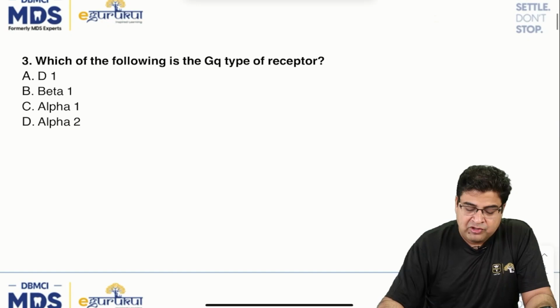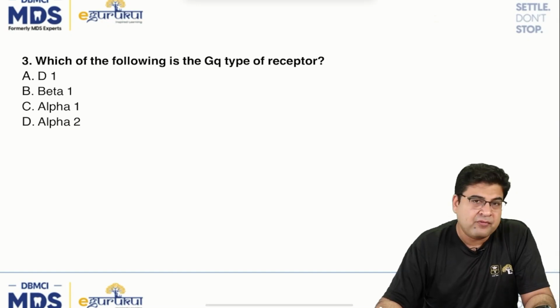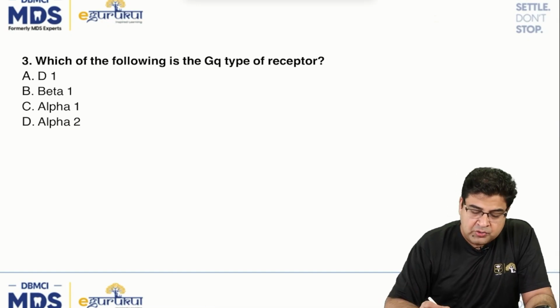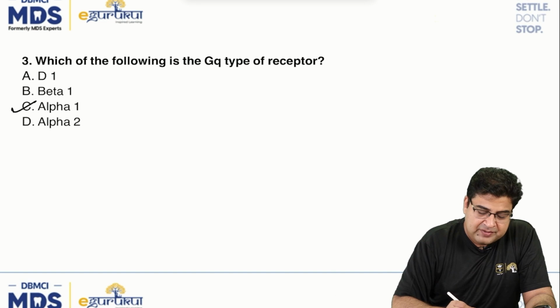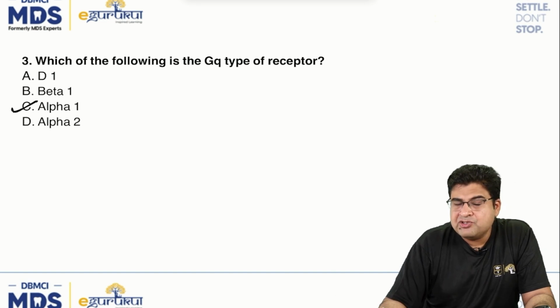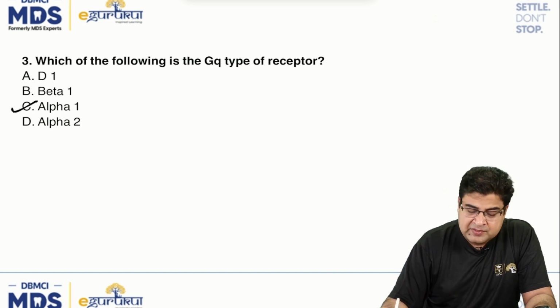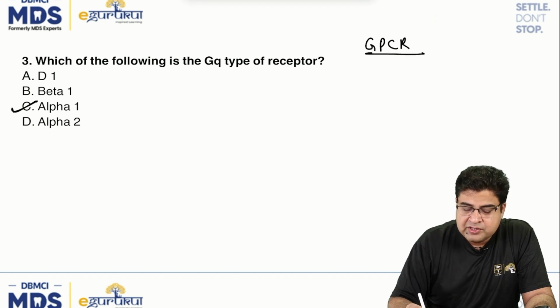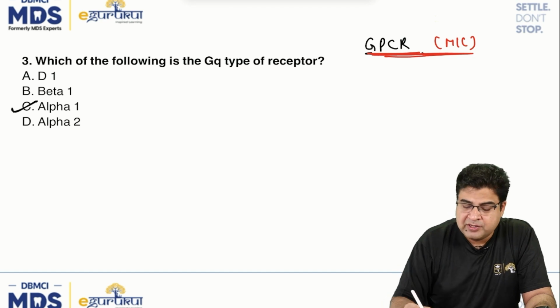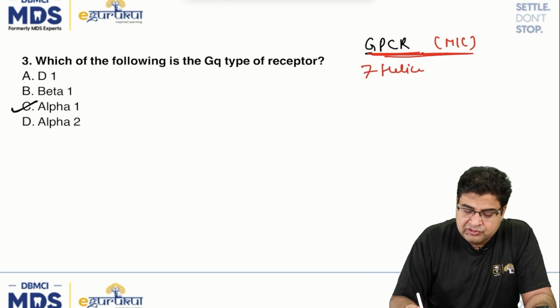Question number 3: which of the following is a Gq type of receptor? The answer is the alpha-1 receptor. So guys, please remember this question is based on G protein coupled receptors. This is the most common receptor of the human body. We call it the G protein coupled receptor. It has a 7 helical structure.